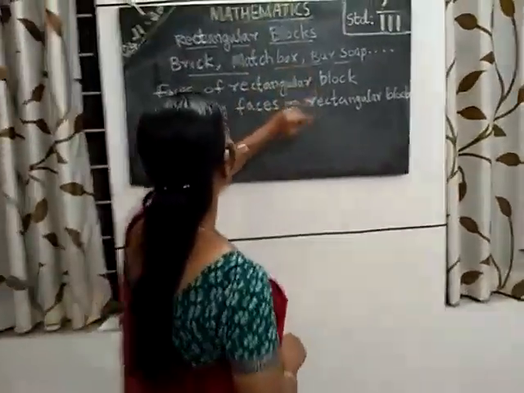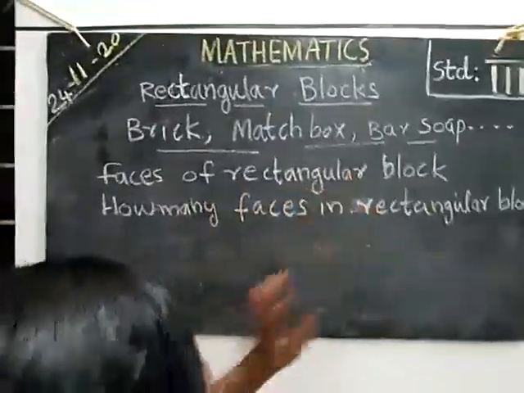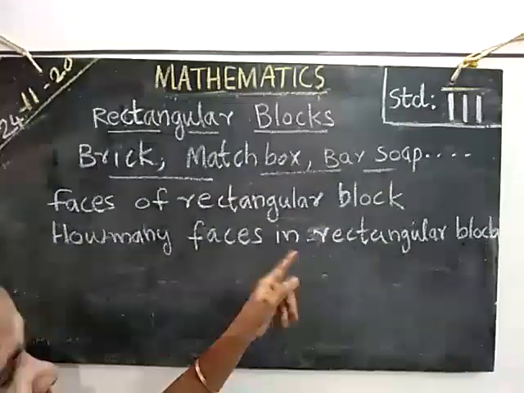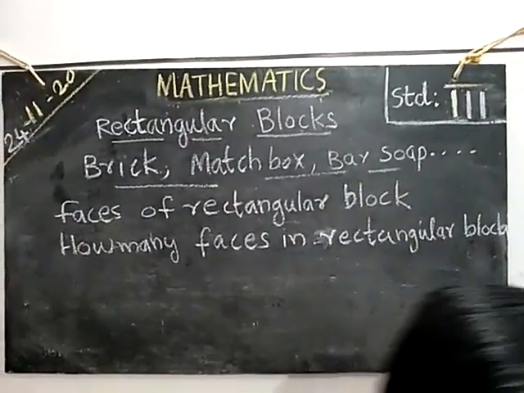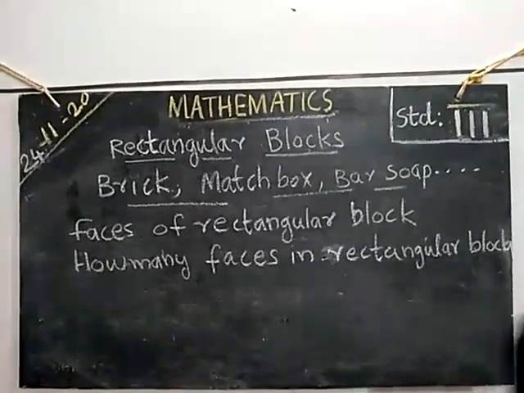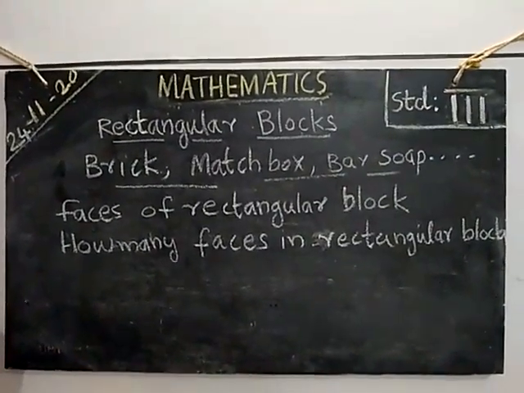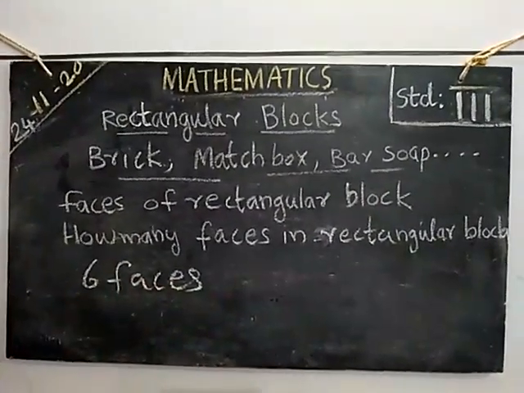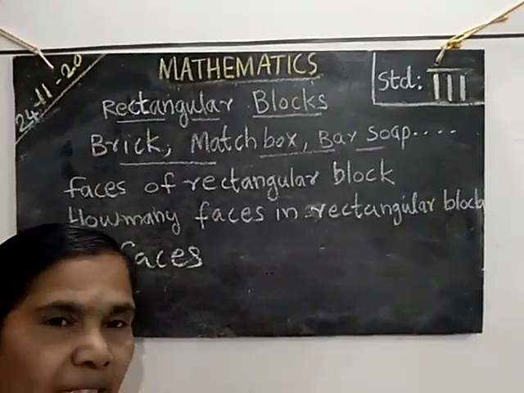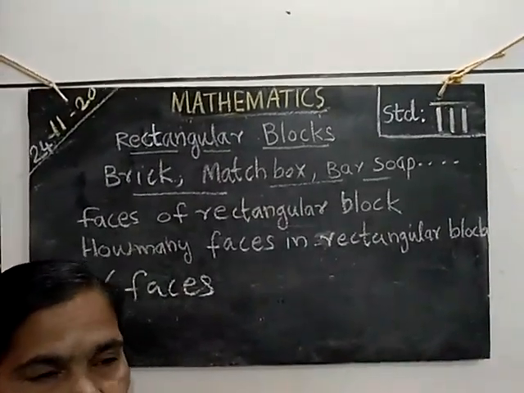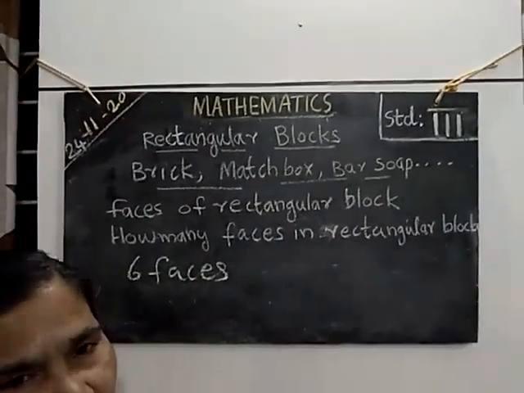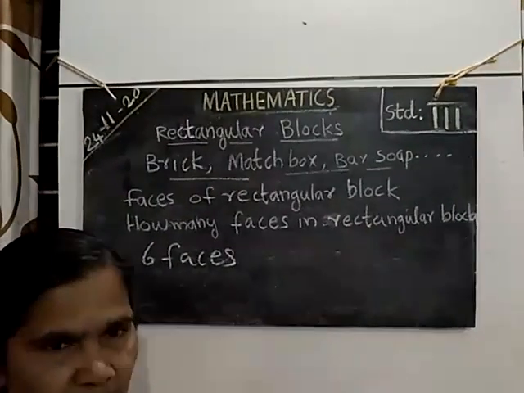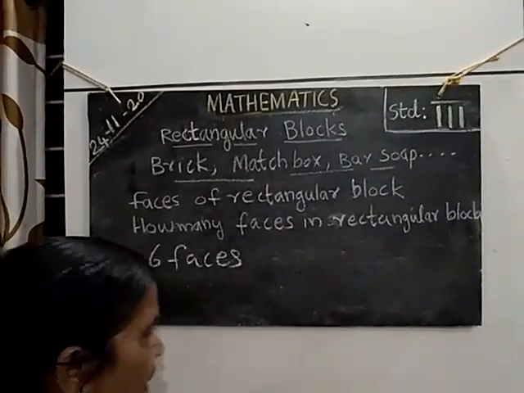Then you can remember it in your mind. See, brick, matchbox, bar soap, etc. Faces of a rectangular block. How many faces are there in a rectangular block? There are 6 faces in a rectangular block. You have seen it. You find out some other examples at home, count the faces and write them down in your notebook. Some other examples other than these.